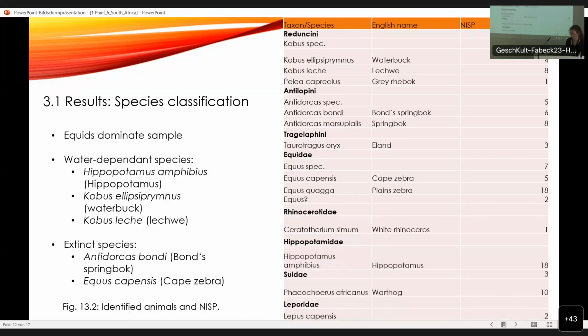On part 2 of our chart, we also have many equids, and also many hippos. These are, as we all know, quite water dependent, as well as the waterbuck and the lechwe, which we also have. And again, here are some extinct species, the Bond's springbok and the Cape zebra, which are also typical for the Florisian land mammal age.